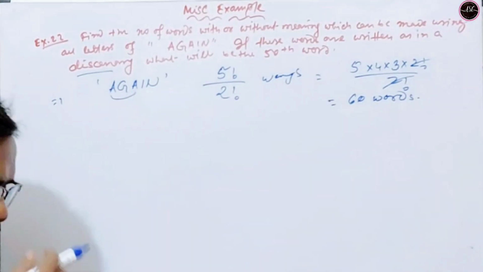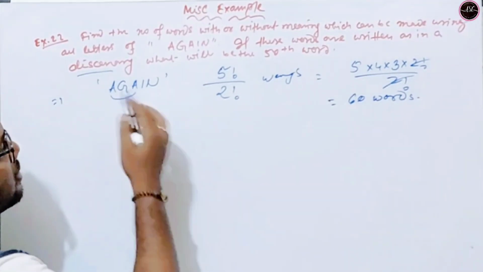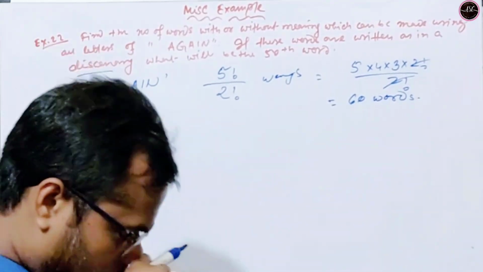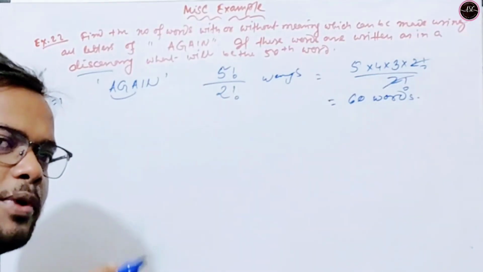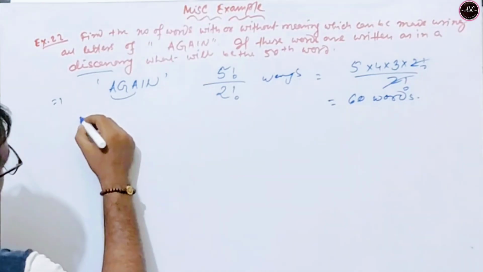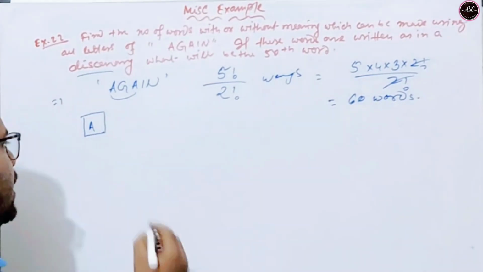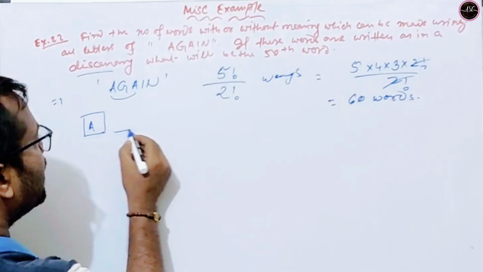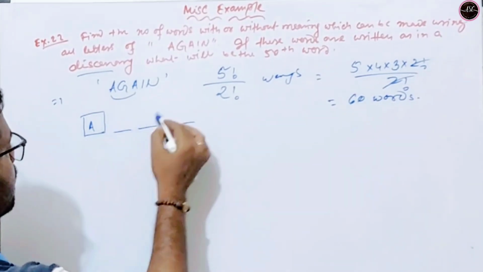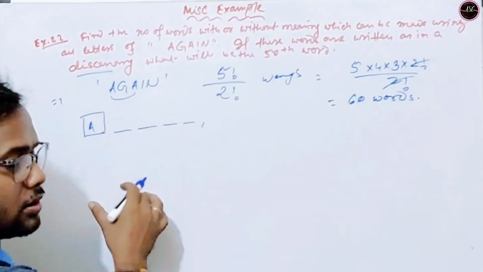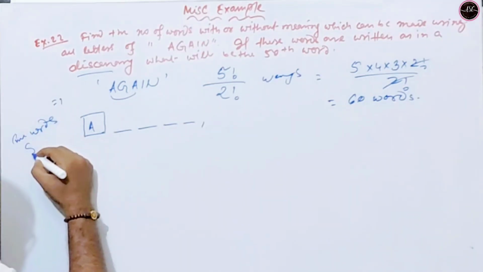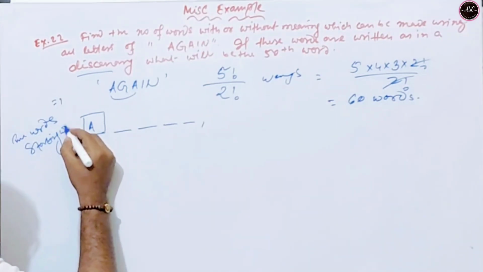Now these words are in a dictionary, so in a dictionary there is alphabetical arrangement of words. So the first letter will be A. We first find the words beginning with A. So just fix A at this point, and there are 4 other letters. So we now find the total number of words starting with A.